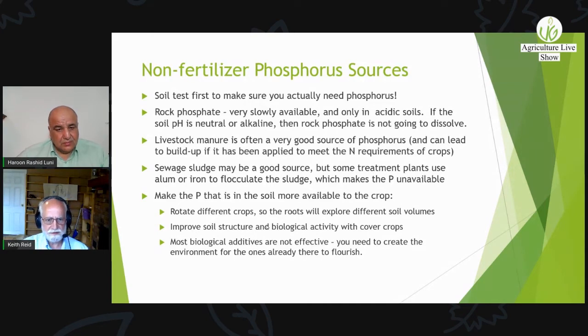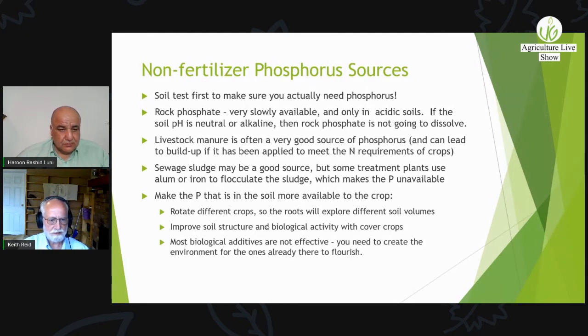Livestock manure is often a very good source of phosphorus. We have issues where farmers have been using livestock manure on livestock farms as a nitrogen fertilizer, and they're actually putting on much more phosphorus than the crop needs, and it's built up in the soil and has become a pollution issue, so you have to watch out for that.